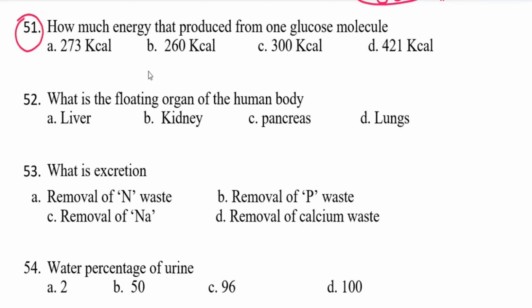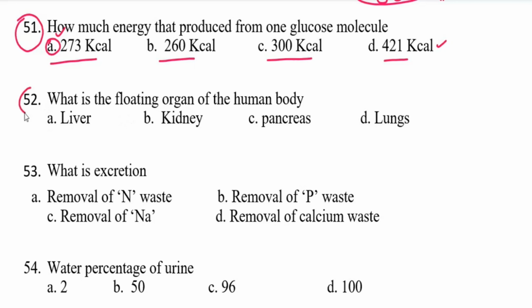How much energy is produced from one glucose molecule? Already we discussed that glucose enters into glycolysis, the TCA cycle and the electron transport system. It means after complete breakdown of glucose, which produces ATP energy, that ATP energy should be converted into kilocalories. Here the question is, how much energy is produced by breakdown of one glucose molecule? Options here are 273, 260, 300 and 421 kilocalories. The correct answer for this question is 273. This should be remembered blindly.